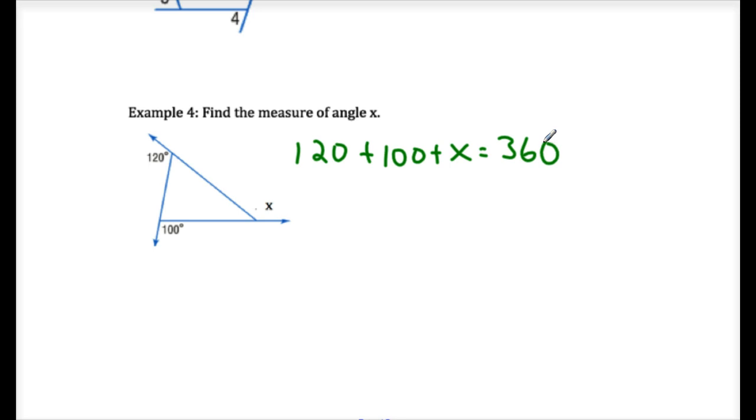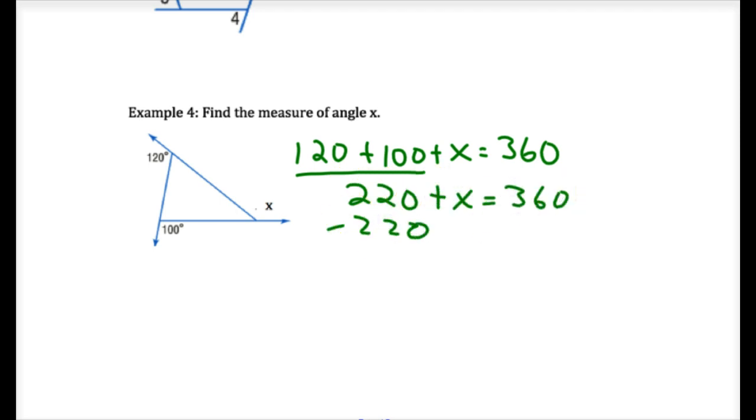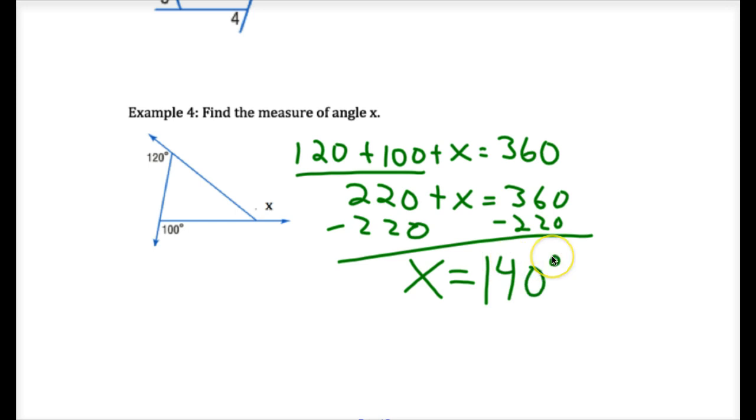The exterior angles, guys, always add up to 360 degrees. So I can do this. I can add these two in my head, my like terms. 220 plus x equals 360. Subtract 220 from each side. Okay. What does x equal? 140. 140 degrees.